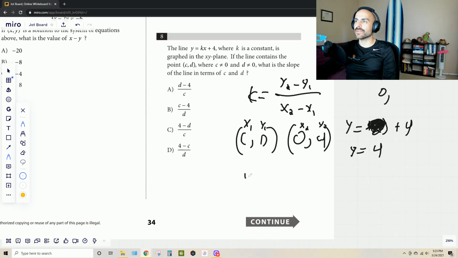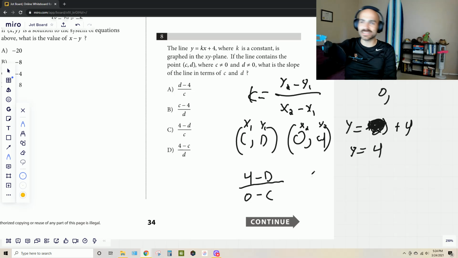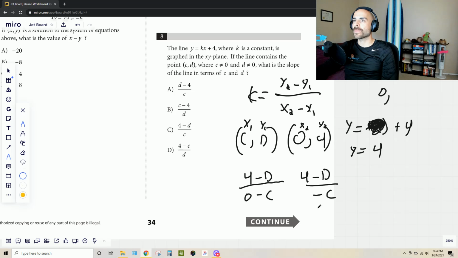And I want to say 4 minus d, right? y2 minus y1. And then x2 minus x1, 0 minus c. So what I have is 4 minus d over negative c. And that doesn't necessarily work out here in terms of how everything looks, but I see that c is in the denominator for A and C choices there.